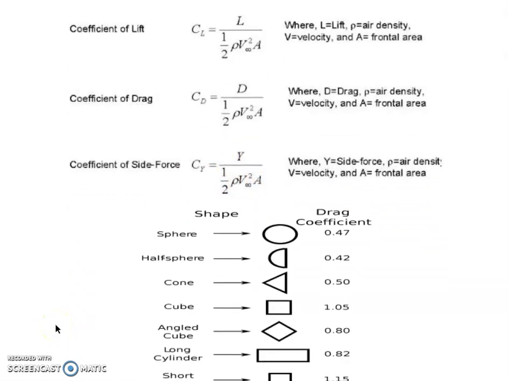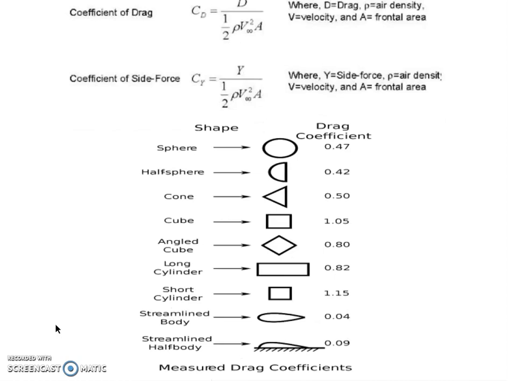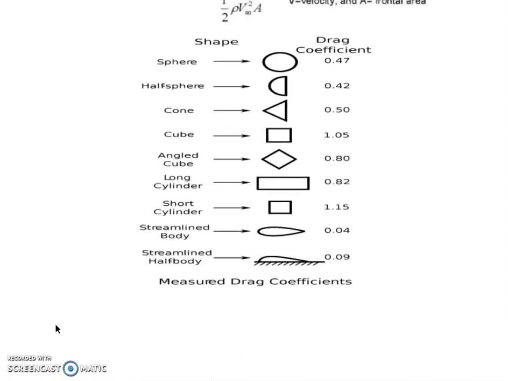Now we come to the different types of drag coefficient and the shape. How the drag coefficient varies with the shape. If the shape looks like a sphere, then the drag coefficient is 0.47. If it is a half sphere, then it is 0.42. If it is a cone, then it is 0.5. If it is a cube, then the drag coefficient is 1.05. If it is an angled cube, then the value is 0.8.